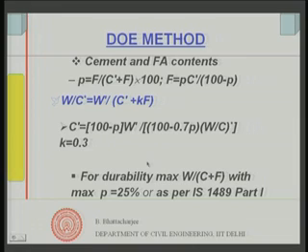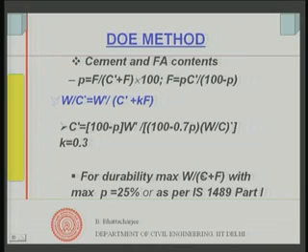So, while calculating the maximum water cement ratio, you can take W plus C plus F, but the F should correspond to P equals 0.25 if P is more than 25. If P is less than 25, take that value straight away and find out F as you have obtained here.